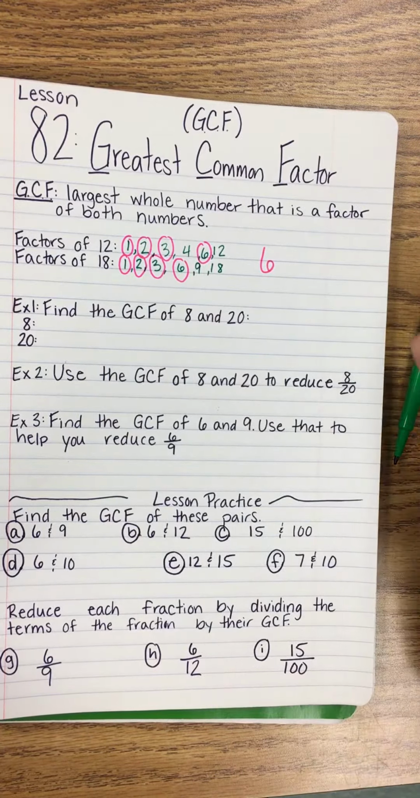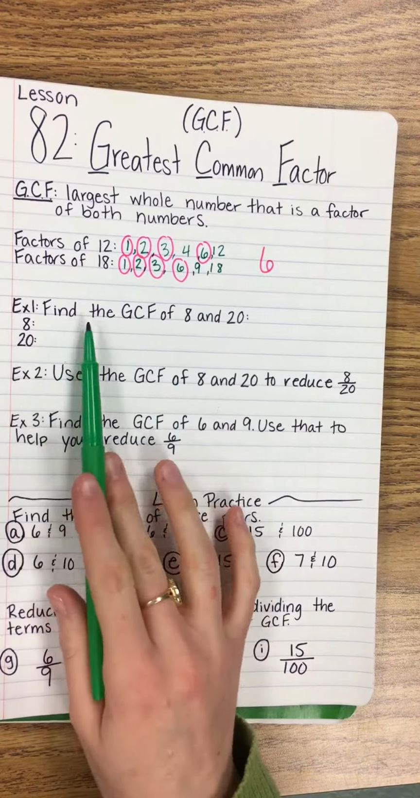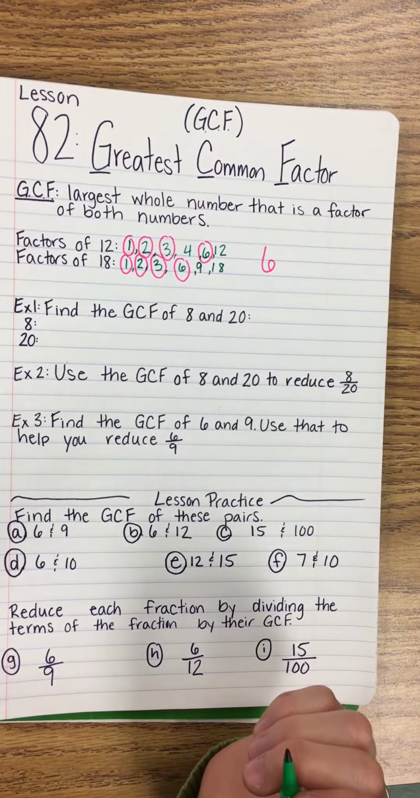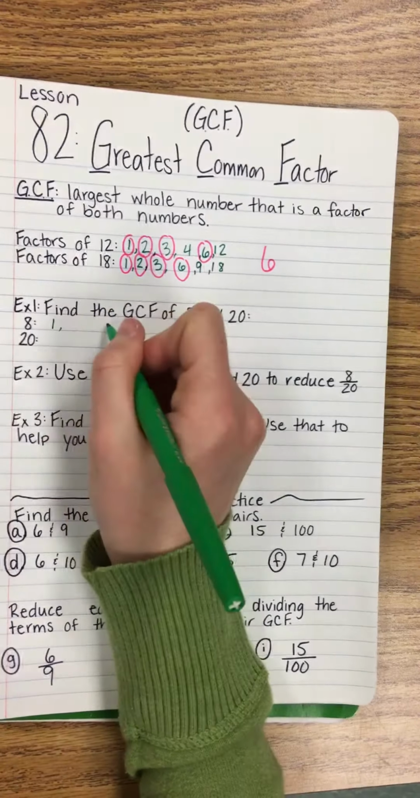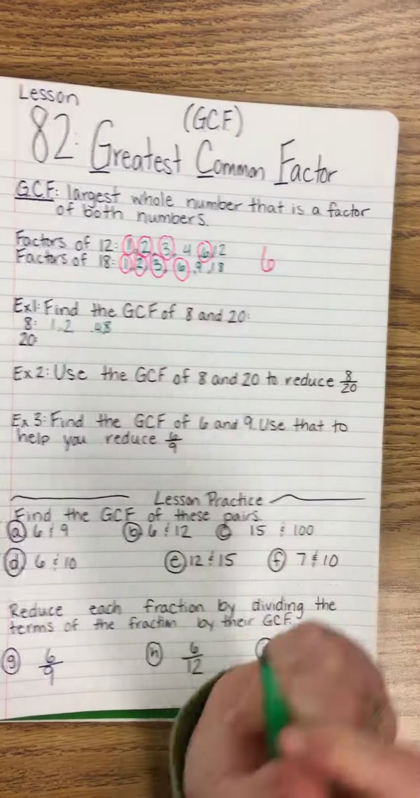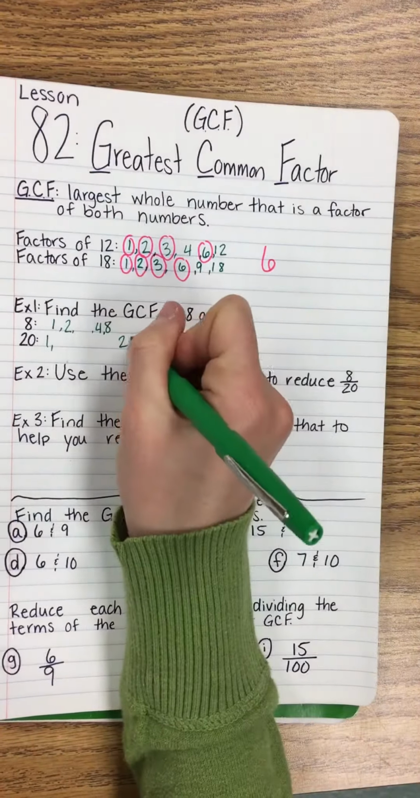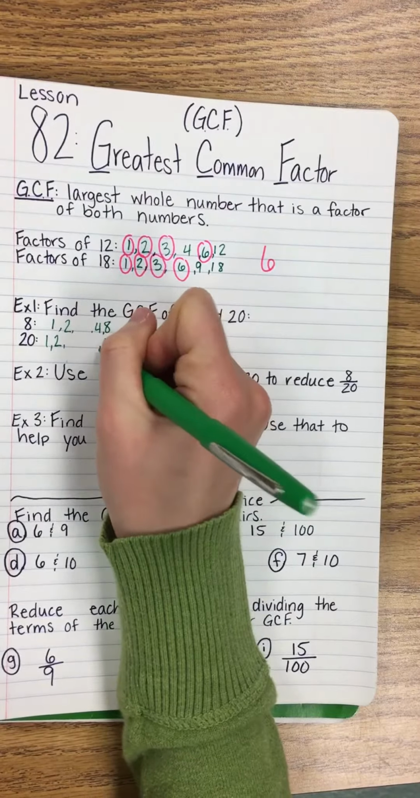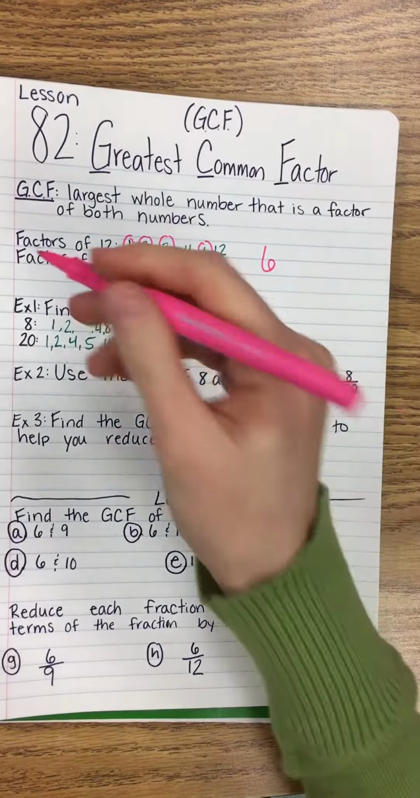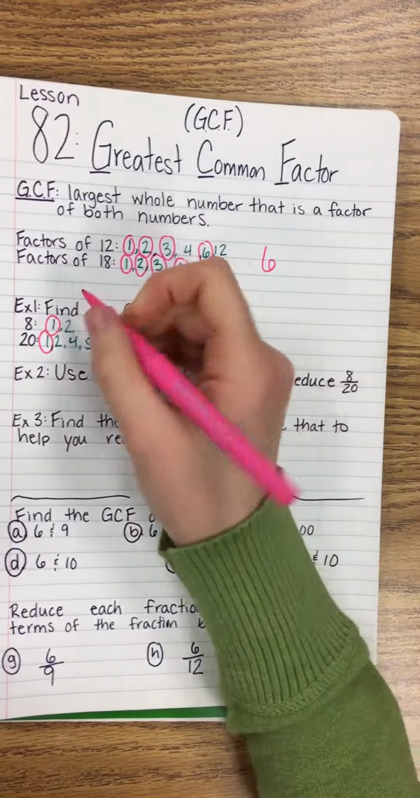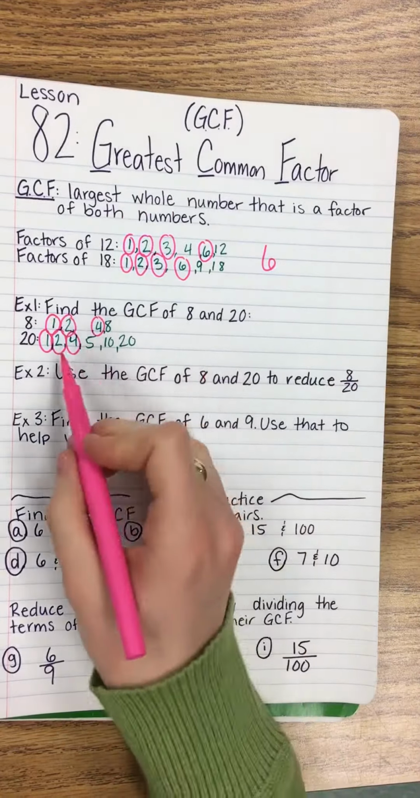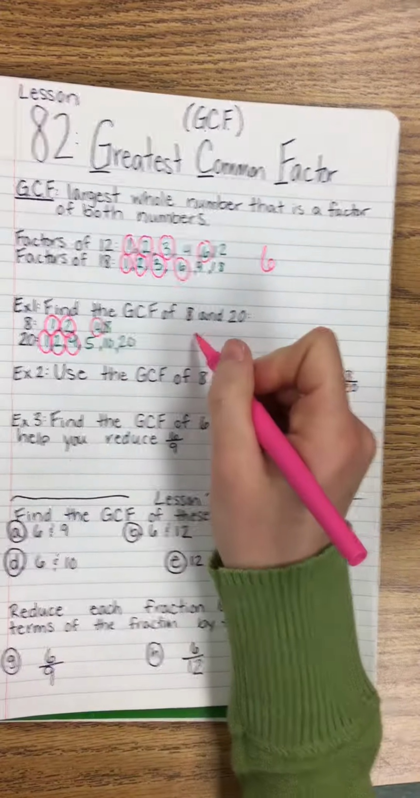All right, so hopefully that makes sense. And then example 1, find the greatest common factor of 8 and 20. First, we find the factors to identify the common factors. The factors of 8 and 20. So we do 1 times 8, 2 times 4, and that's it. And then the factors of 20: 1 times 20, 2 times 10, and 4 times 5. So then we go through and find our common factors. 1 is a common factor, 2 is a common factor, and 4 is a common factor. So our greatest common factor, which is the biggest number that both of them have in common, is the number 4.